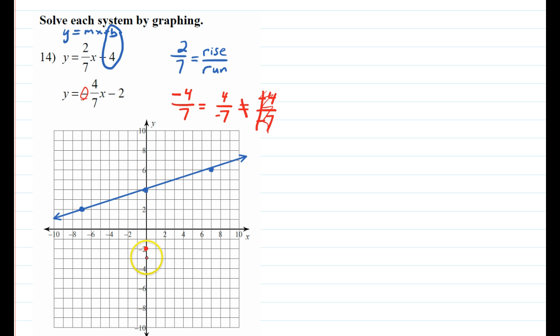So I'm going to go down 4/7, up 4 to the left 7, and that's what we wanted to happen. We wanted the two lines to cross and land on one of those points that we drew. So now let's go ahead and graph our other line. And so what we're looking for, our answer to this, is where these lines cross, that ordered pair. So we're going to go over -7 and up 2. So the answer is -7, 2.